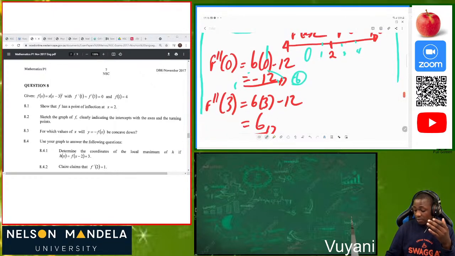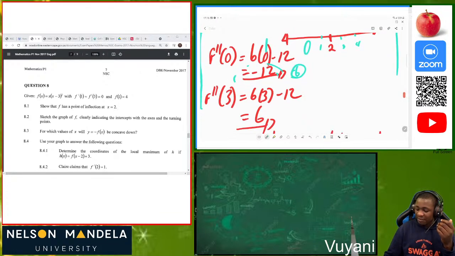Then after that, we have to show that also after the point of inflection, we must have a positive number. So if we substitute by 3, we got 6. If we are substituting by 4, it's going to be 6 times 4, which is 24. Then 24 minus 12 is 12. So also that's a positive number. So that's how we solve this.